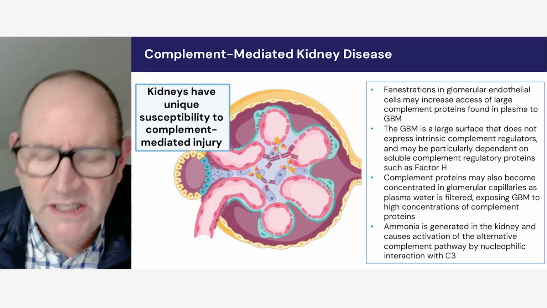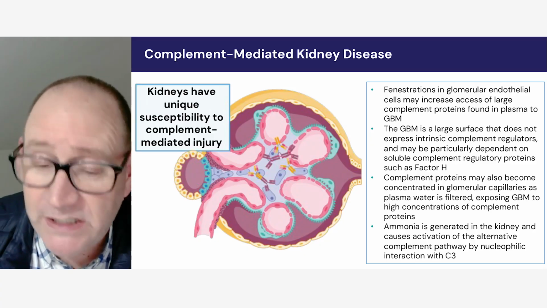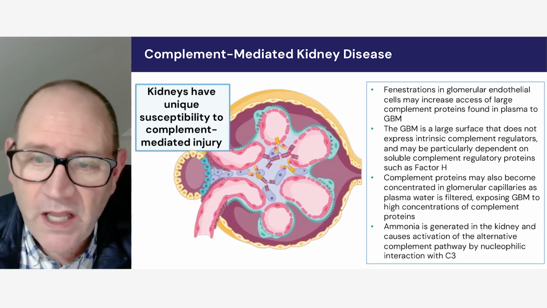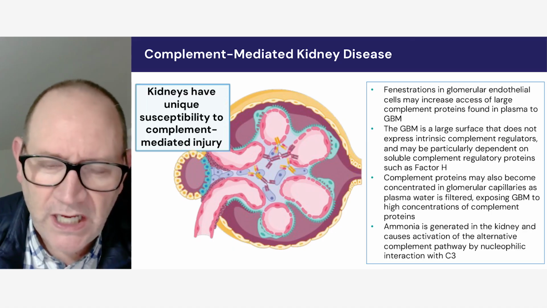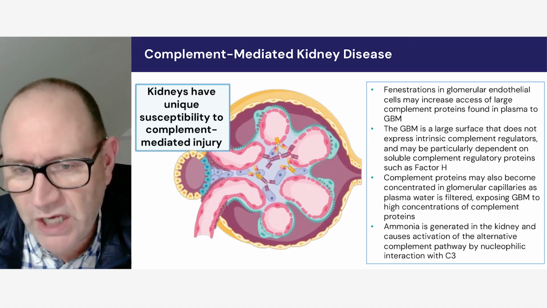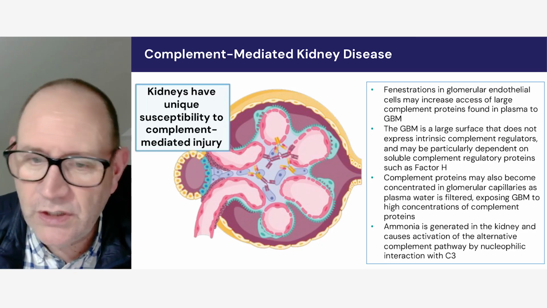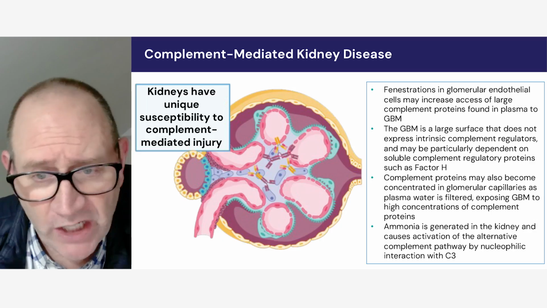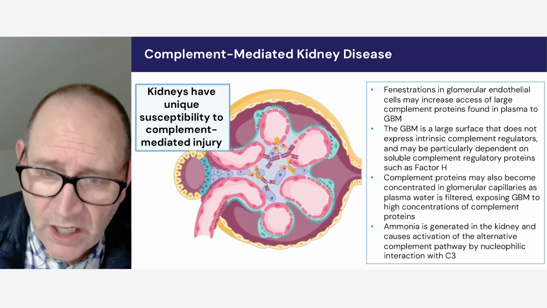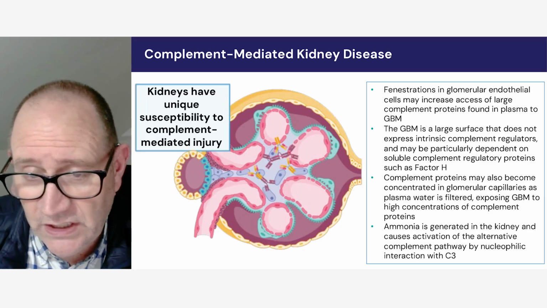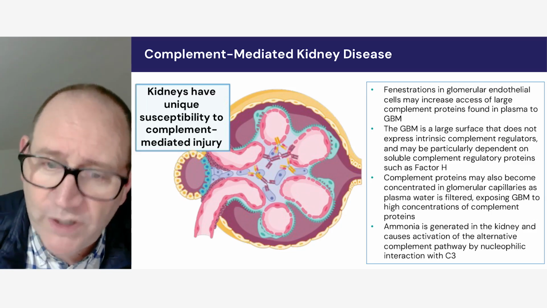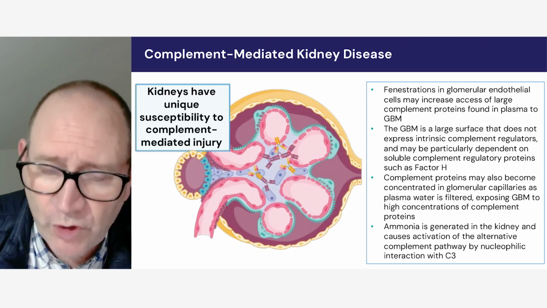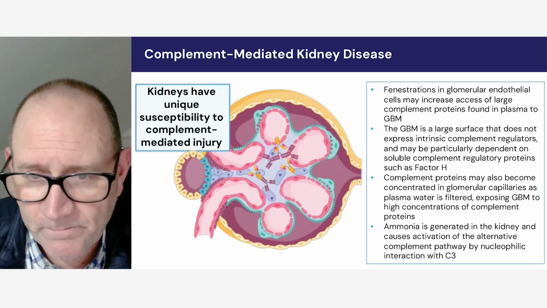So why is the kidney prone to complement-mediated damage? Well, there are a number of theories as to why this is. Perhaps the most important is we have in our body a number of proteins that block or inhibit complement activation, and they keep the complement system in check. And these proteins are either circulating in the bloodstream or are on the surface of cells. And their role is to stop complement activation from getting out of control.